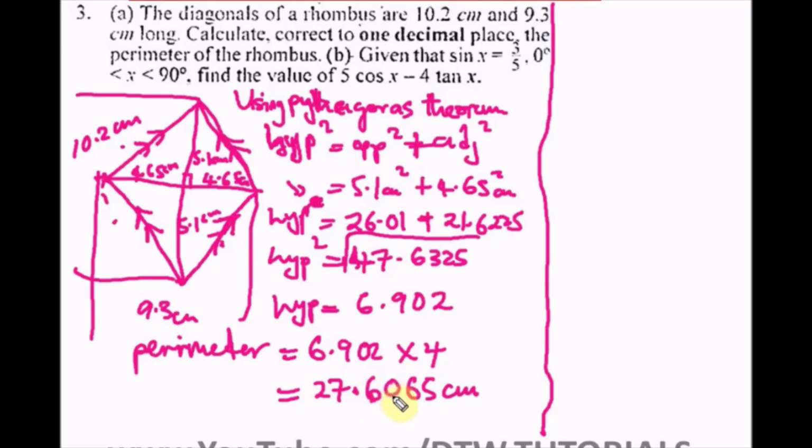If it was greater than or equal to 5, let's say it was 5, we would approximate and add a 1 to 6, which will give us 7. But this is 0. It is not equal to 5, nor is it greater than 5. So to approximate to 1 decimal place, we have 27.6, since we approximate down here. So we have 27.6 centimeter to 1 dp. This is our final answer.